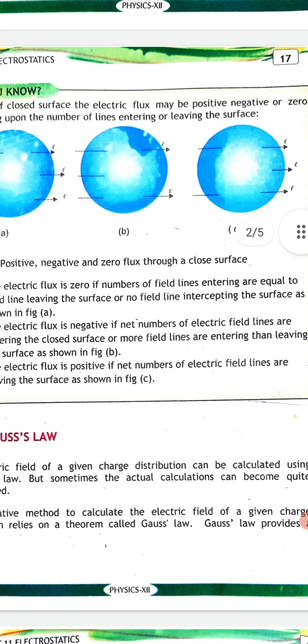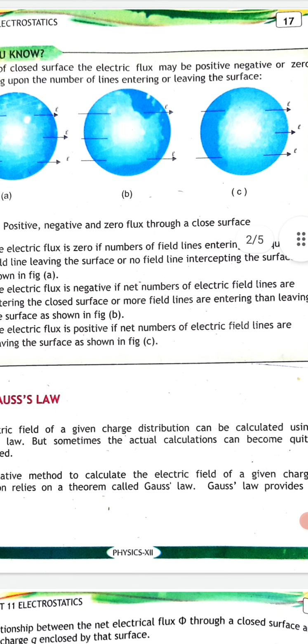Also remember one thing: from this we concluded that the electric flux entering the closed surface is always taken negative, while the electric flux leaving the closed surface is taken positive, right. So this is important also. Sometimes you have to know what is the actual meaning of negative flux, what is the actual meaning of positive flux, and what is the actual meaning of zero flux, right.